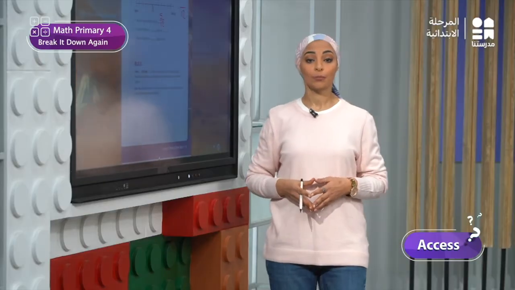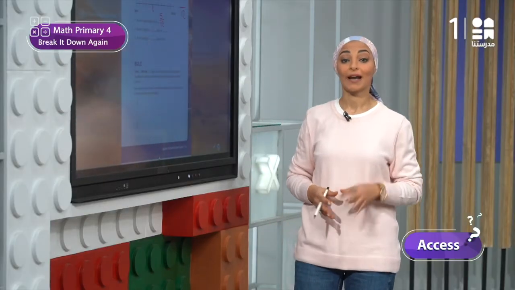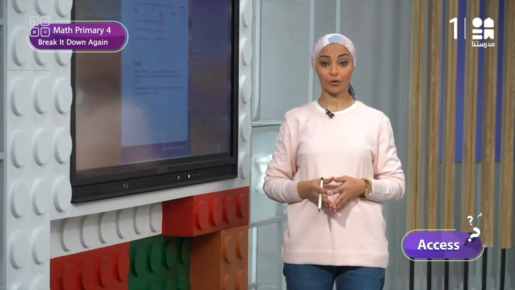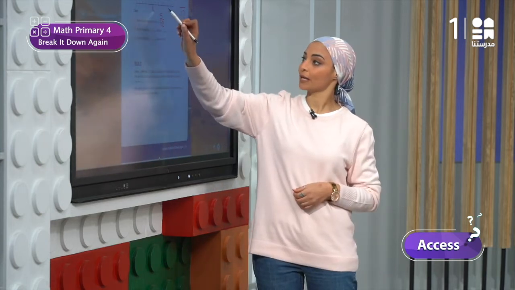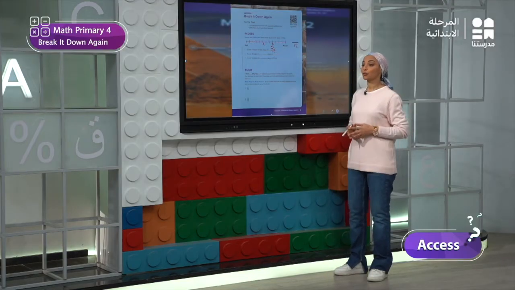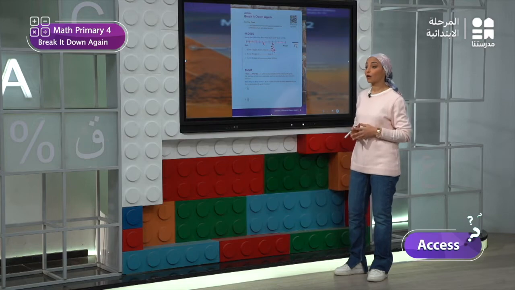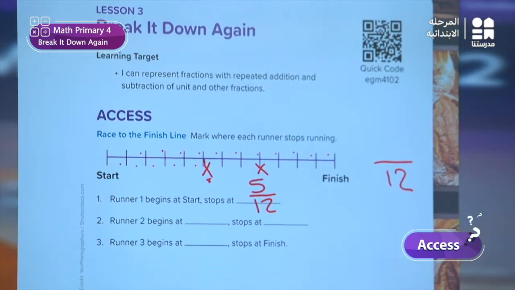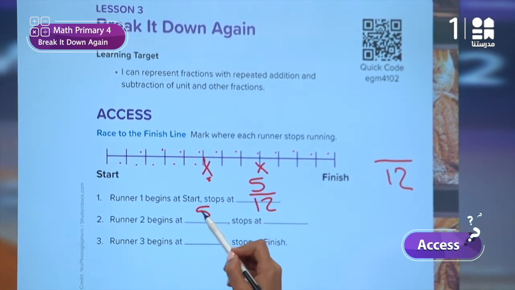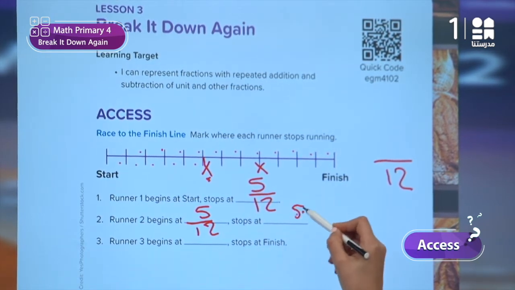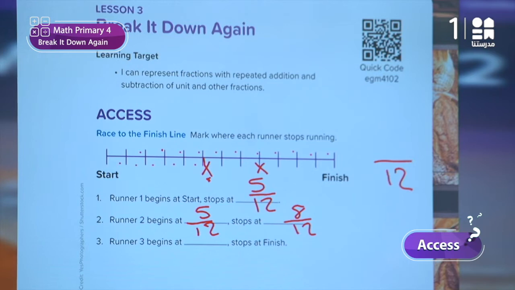Let's move to runner number 2. Runner number 2 ran 3 parts only. So we will add x after 3 parts, right? So 1, 2, 3 and then I will add here x. Runner number 2 ran from the point that represents 5 over 12, meaning he started from the point of 5 over 12 till he reached 8 over 12. Didn't we say he ran 3 parts only?